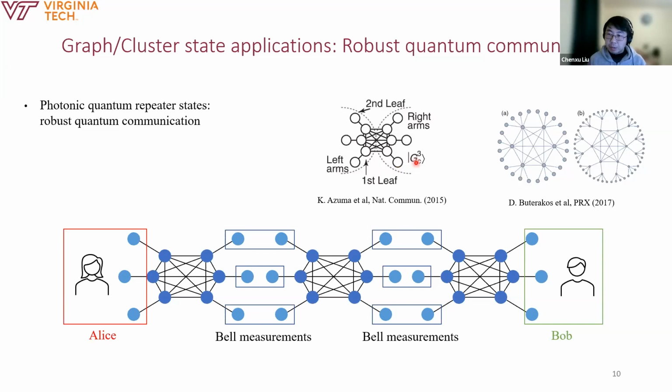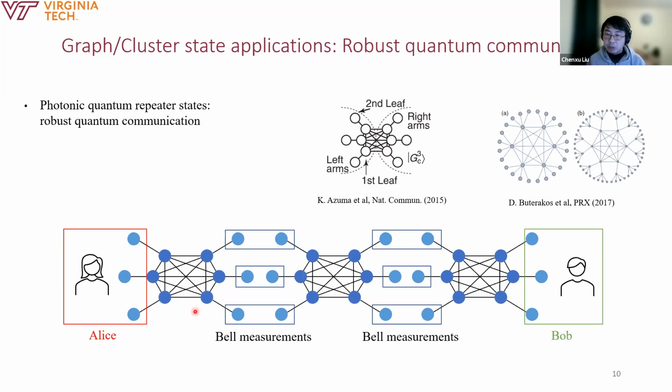So suppose in the middle of this communication channel from Alice to Bob, there are several nodes which can generate these photonic quantum repeater states. When this state is produced, we can send the left arms to the left and the right arms to the right.